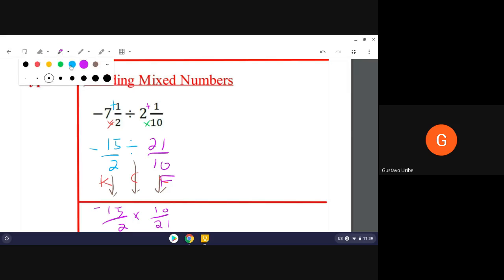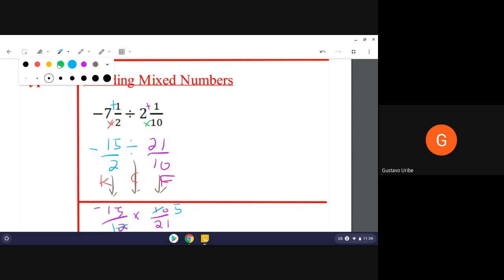Now that we have this, you could multiply straight across. So I know 15 multiplied by 10 gives me 150 because I just added a 0 at the end of this. And then 2 by 21 gives me 42. But then I'm going to have to simplify that. So to make my life easier, I'm just going to go ahead and simplify this now by looking at diagonally. So by looking at these two right here, I know the GCF of 2 and 10 is 2. So 2 divided by 2 gives me 1. 10 cut in half or divided by 2 gives you 5.